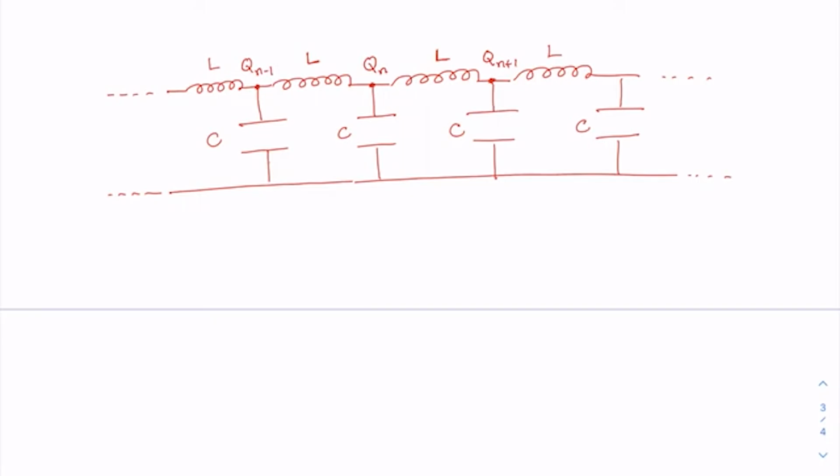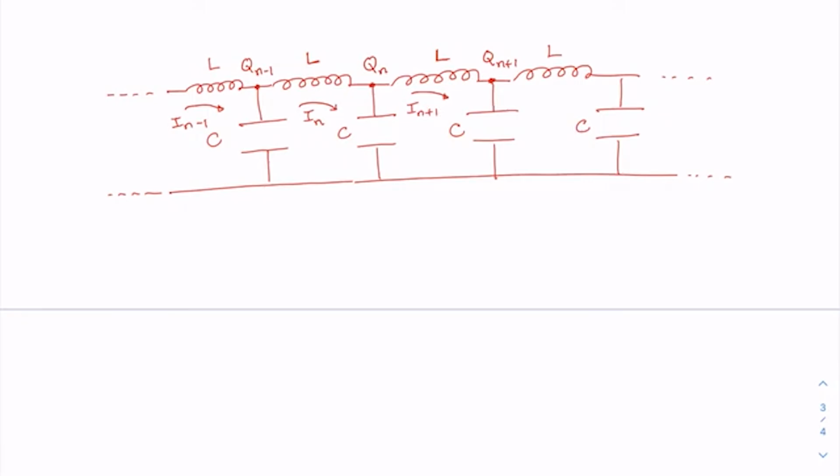Let the current flowing towards the node n be denoted by In, the current flowing towards node n minus 1 be denoted as In minus 1, and the current flowing towards node n plus 1 be denoted as In plus 1, and so on.